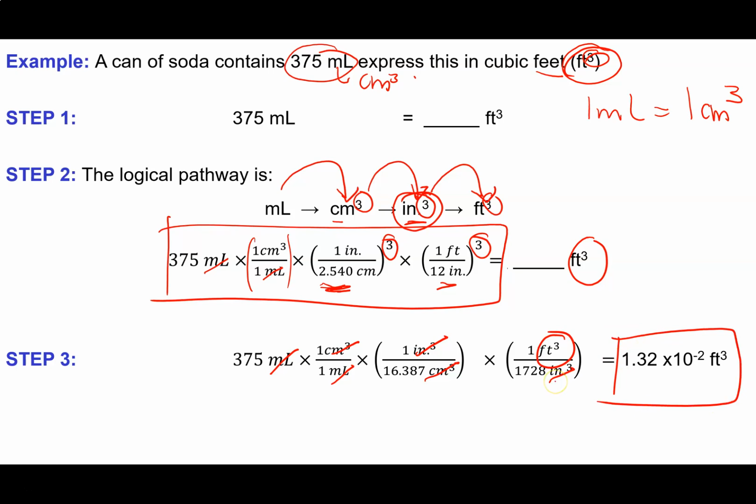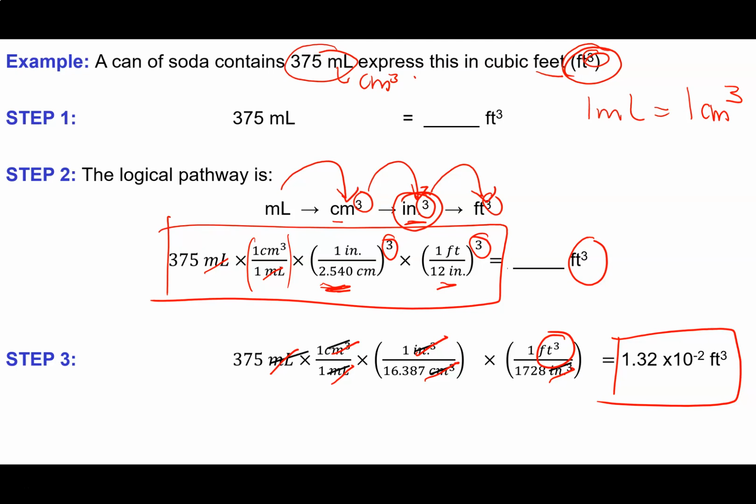Now, you're not going to get very many feet cubed in a can of soda, right? 1 foot cubed is bigger than a shoebox. It's like 2 shoeboxes. It's 1 foot by 1 foot by 1 foot. A can of soda is not the size of 2 shoeboxes, right? Unless they do the giant cans of beer or something. But a regular can of soda is not that many cubic feet. So the fact that I got 0.0132 cubic feet makes sense to me.